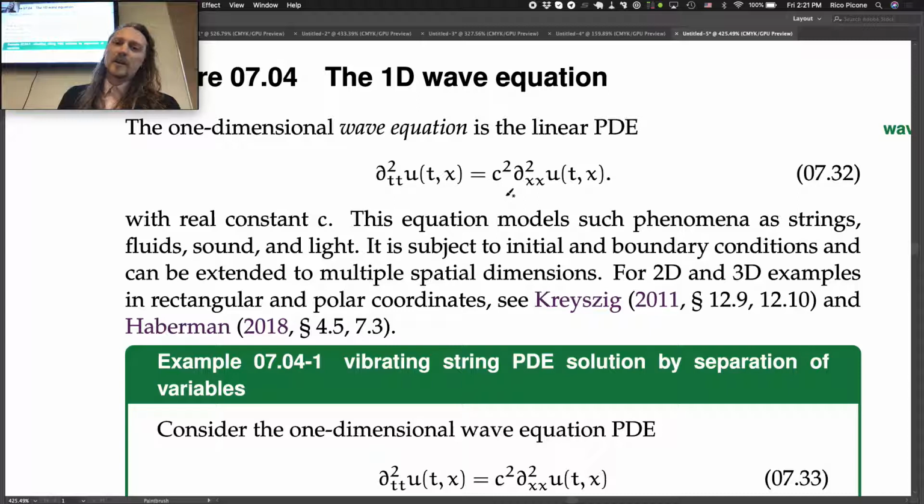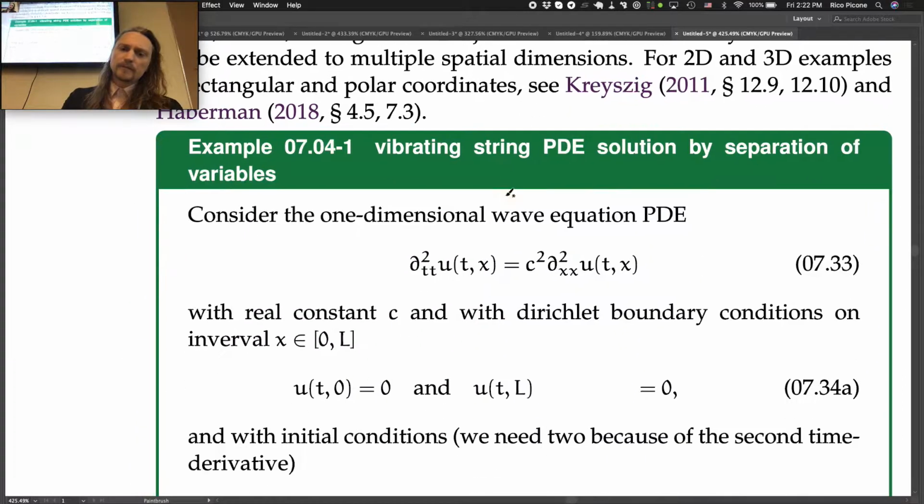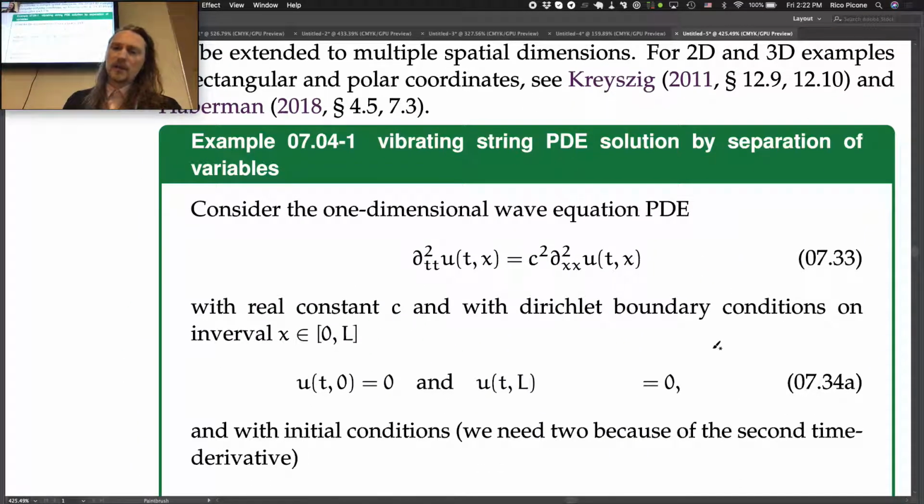This equation is subject to initial and boundary conditions as usual and can be extended to multiple spatial dimensions. So we're just doing 1D, but you can do 2D and 3D. For 2D and 3D examples in rectangular and polar coordinates, you can see a couple sections of Kreyszig, and the Haberman text has it as well. They're pretty nice treatments. But I thought we would just go ahead and do our treatment in the same way that we did the last one, just to see the parallel way that we can solve these equations.